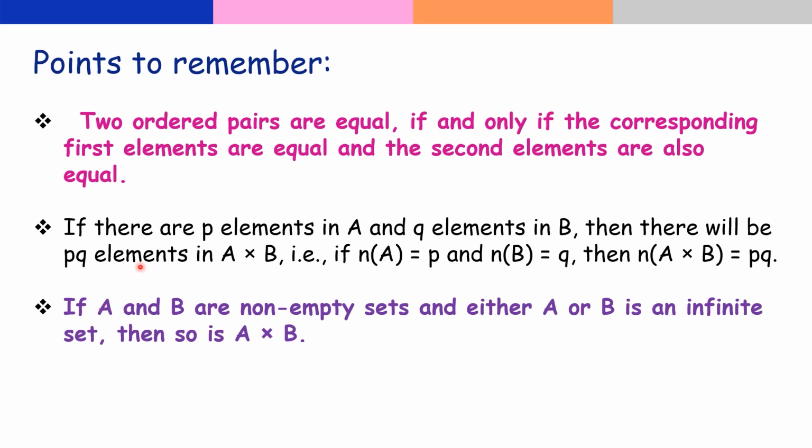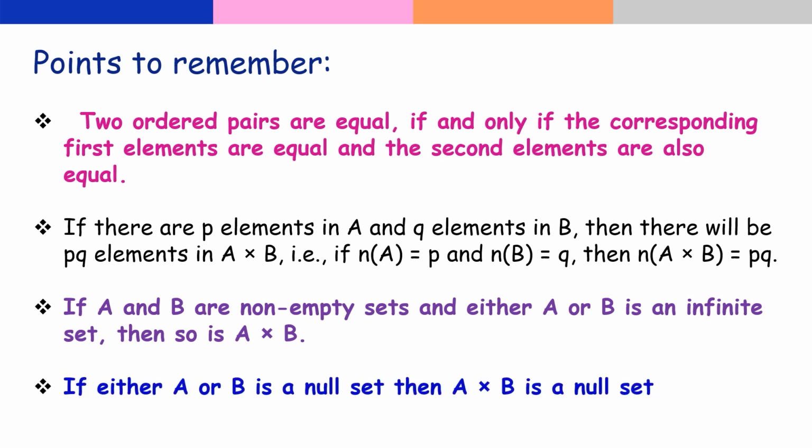Because one is finite and the other one is infinite, my Cartesian product will definitely be infinite. Remember, we will keep on multiplying, so it will never end at all. So this Cartesian product also will be an infinite set. Got it? The last point.